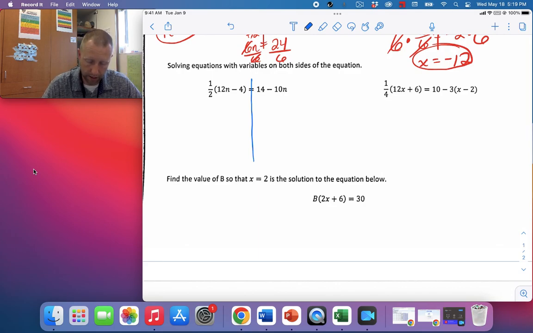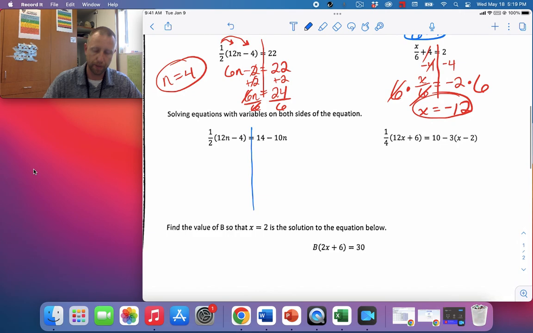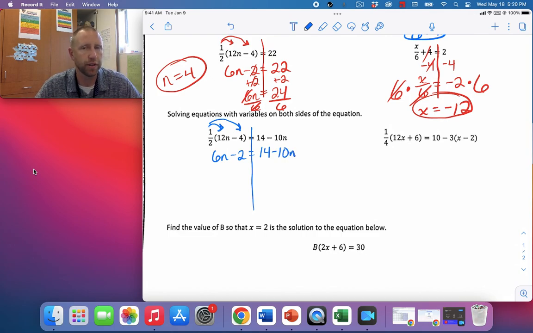Luckily, this should look familiar. We just did it up above. I've got to do 1/2 times 12n and 1/2 times negative 4. 1/2 of 12n is 6n, and then 1/2 of negative 4 is negative 2. Okay, so the right-hand side is already simplified. There's nothing to combine. There's nothing to distribute. I'm ready to get rid of the variables on one side.